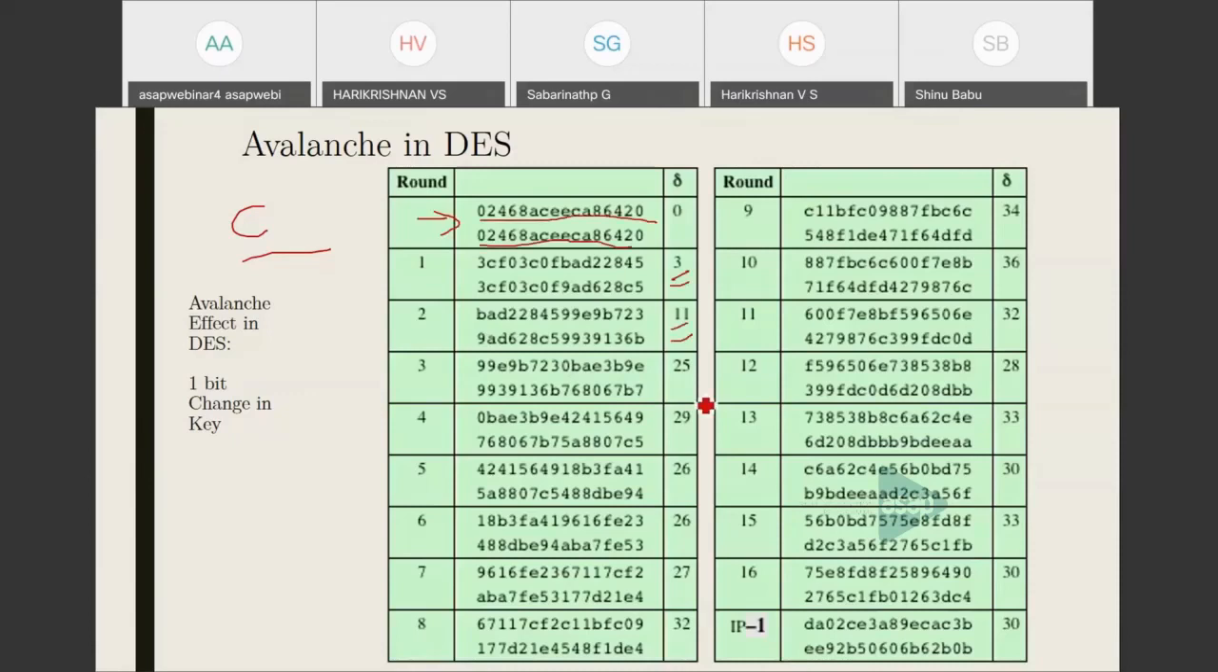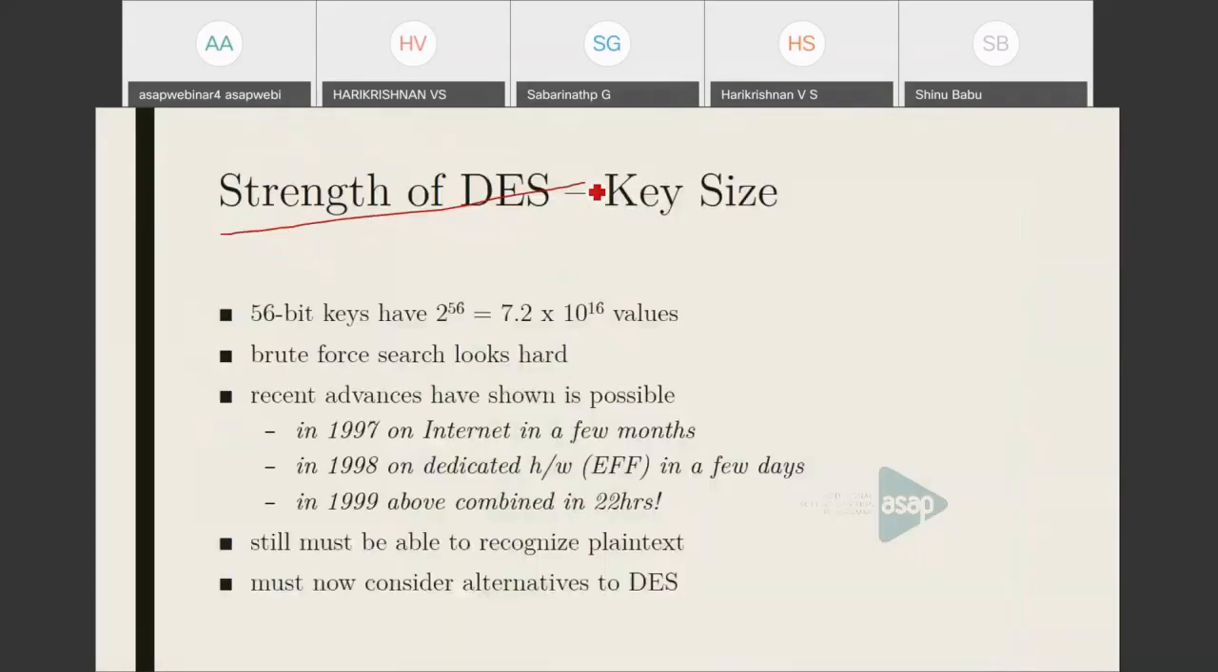I think I have about 3 minutes more. Just to show you that they have very good strength, you know, a few months. But then, you know, in 9 hours for a cryptanalyst to break data and get started.